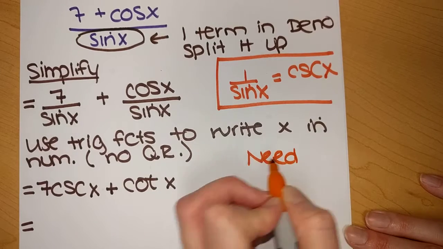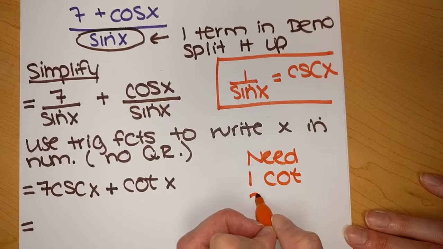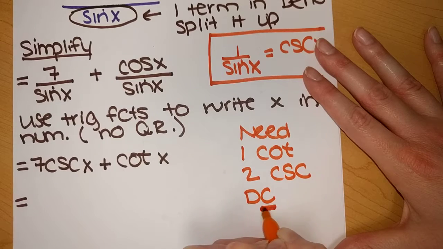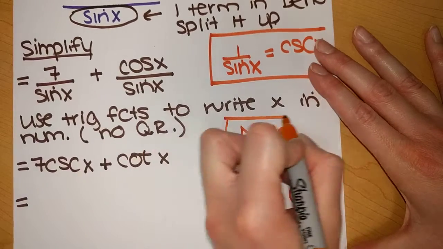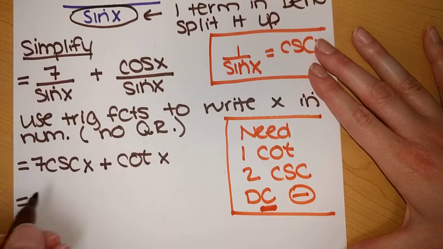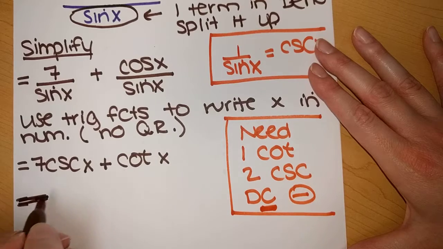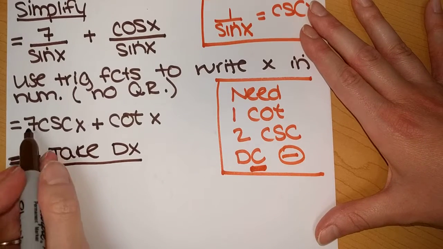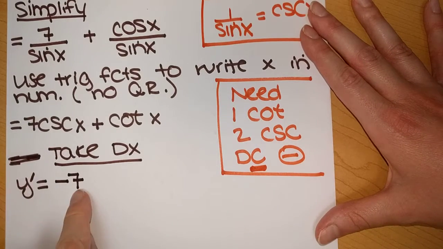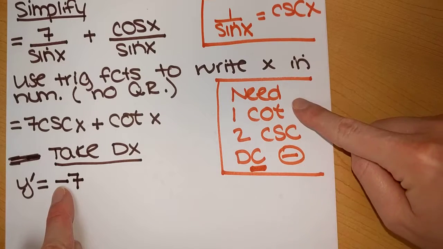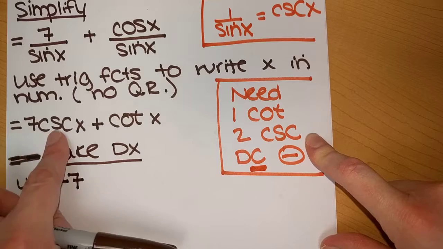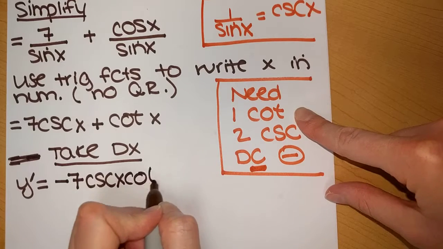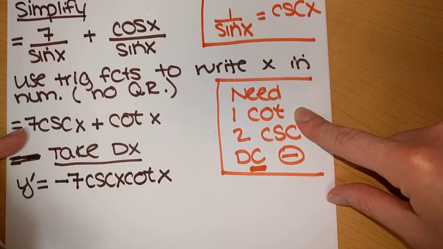For those rules, first of all, we need 1 cotangent and 2 cosecants. The other thing we say with those rules is that when we differentiate a c function, it is going to be negative. So when we take the derivative of cosecant x, we are going to get a negative. Let me be very clear, this is now taking the derivative. We will have y prime is equal to, the 7 is going to tag along, and then the cosecant is going to become a negative. Now you need a total of 1 cotangent and 2 cosecants. You have 1 cosecant, so you're going to need another cosecant x and a cotangent x. That will be the derivative of this first term.